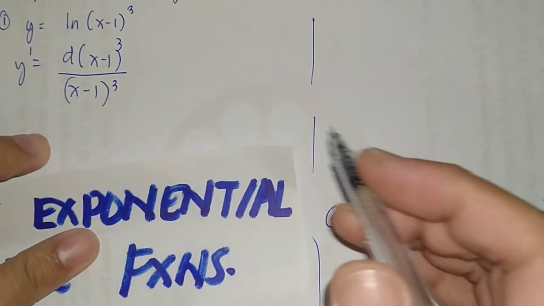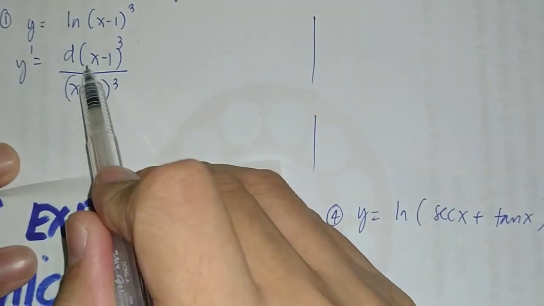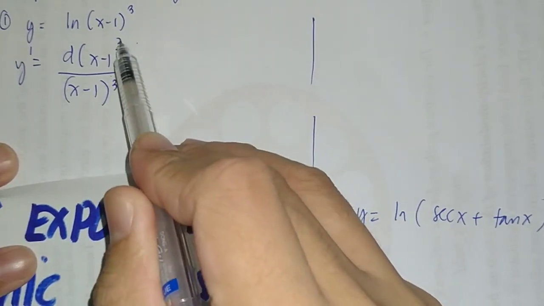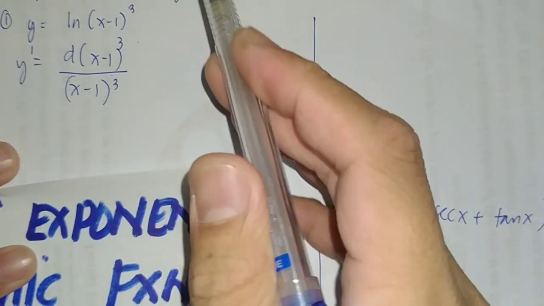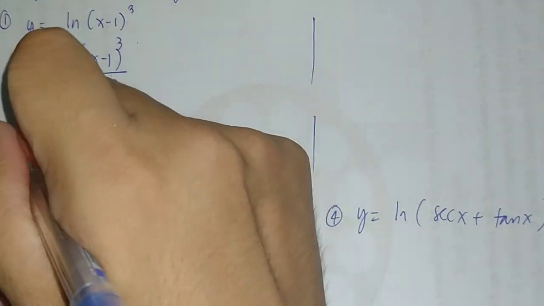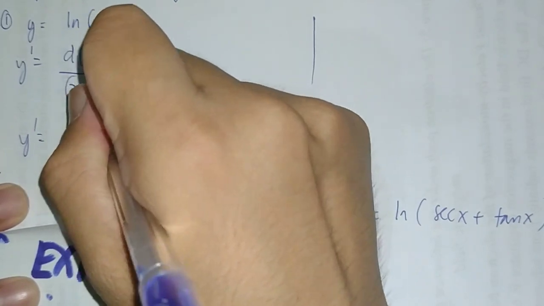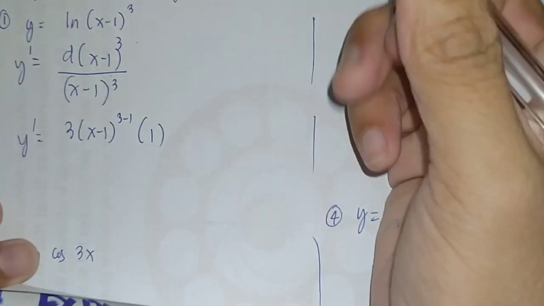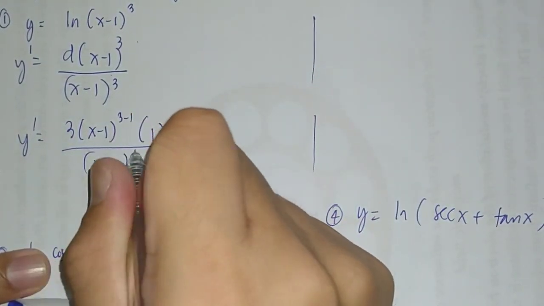So, I just need to get the derivative of (x minus 1) to the third using the general power formula, for which x minus 1 is your u and 3 is your n. The general power formula: the derivative of u to the n is n u to the n minus 1 times the derivative of x minus 1. So your y prime here is n, that's your 3, multiplied by (x minus 1) to the 3 minus 1, that's 2, multiplied by the derivative of x minus 1, which is 1, all over (x minus 1) to the third power.